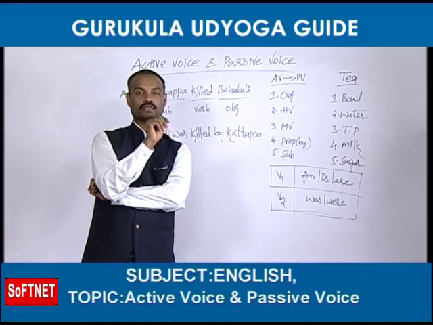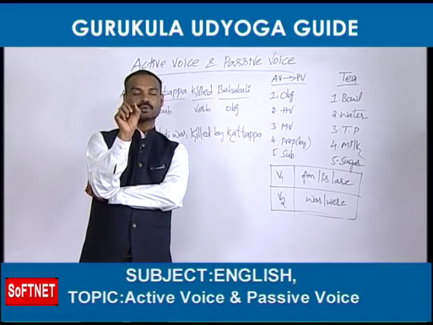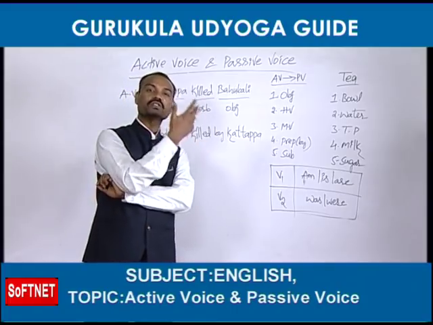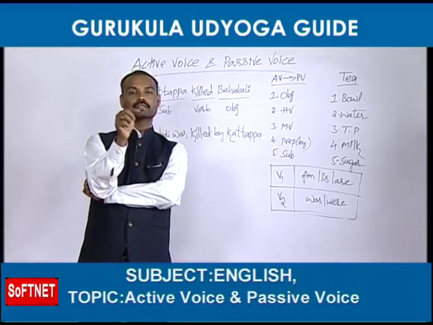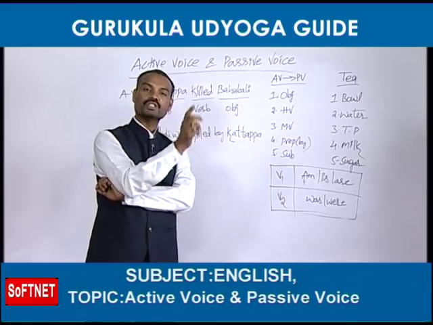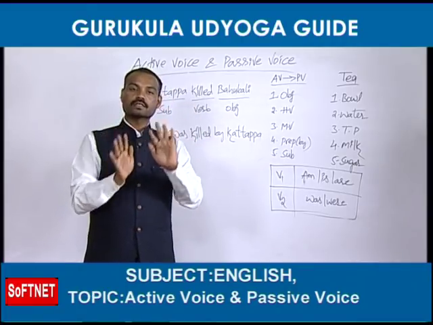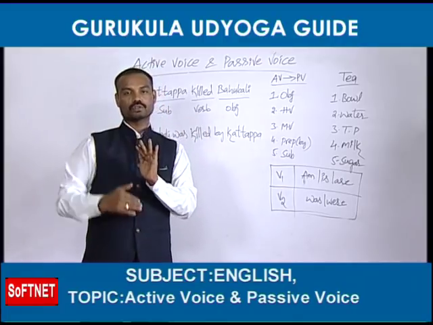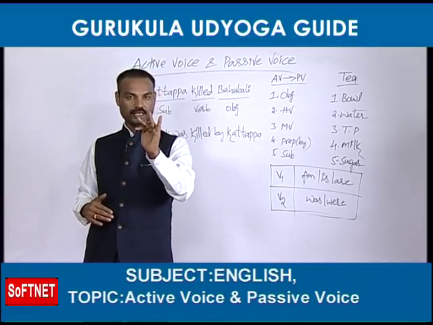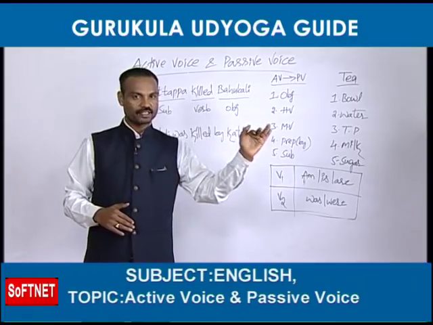Next, the 4 past tenses. In past, number 1 is simple past tense. It can be changed into passive voice. Past continuous, this one also can be changed into passive voice. Past perfect tense, even this tense also can be changed into passive voice. Next, fourth, past perfect continuous tense. It cannot be changed into passive voice, friends.